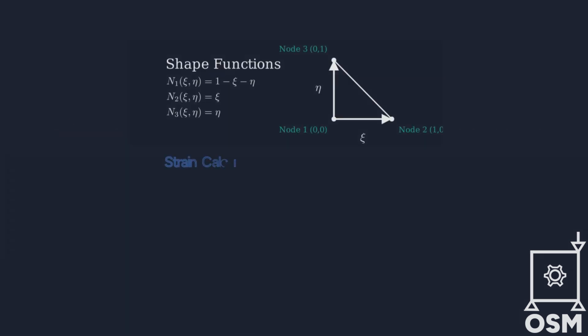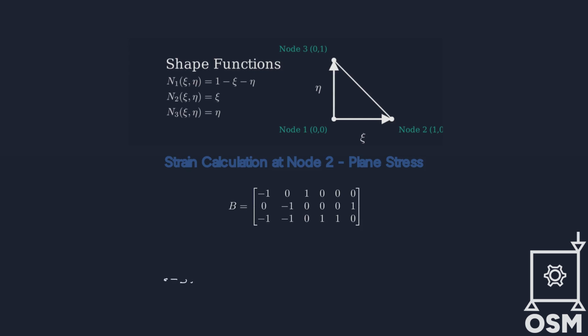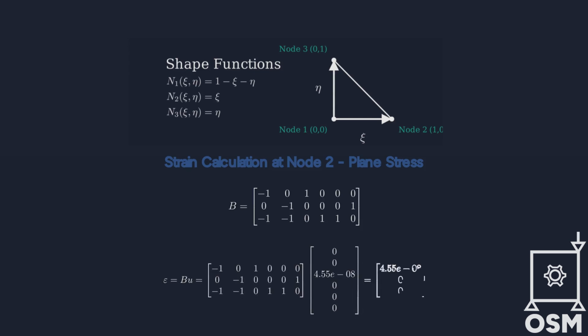We are computing strain from the previous CST. The B matrix is built from shape function derivatives, and the displacement vector is taken from a previous solve. Multiplying B by the displacement vector gives us the strain components for the element.